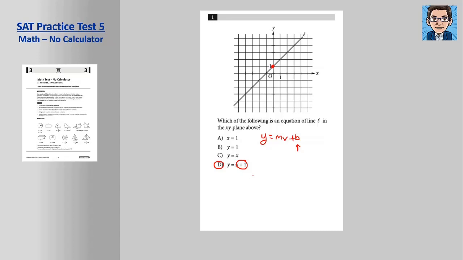Now another way to look at this: anytime you want to find out if a point is on a graph, here (2, 3) is another point on this graph. So we could take (2, 3) and see which one it works for. y equals 1, no. y equals x, no, they're not equal to each other. y equals x plus 1: 2 plus 1 is 3. Yep, that works. So that's another way to look at this. If you didn't know what the equation was, or if it was a more complicated problem, we could take a point and then see which one it works for. But our final answer here is D.